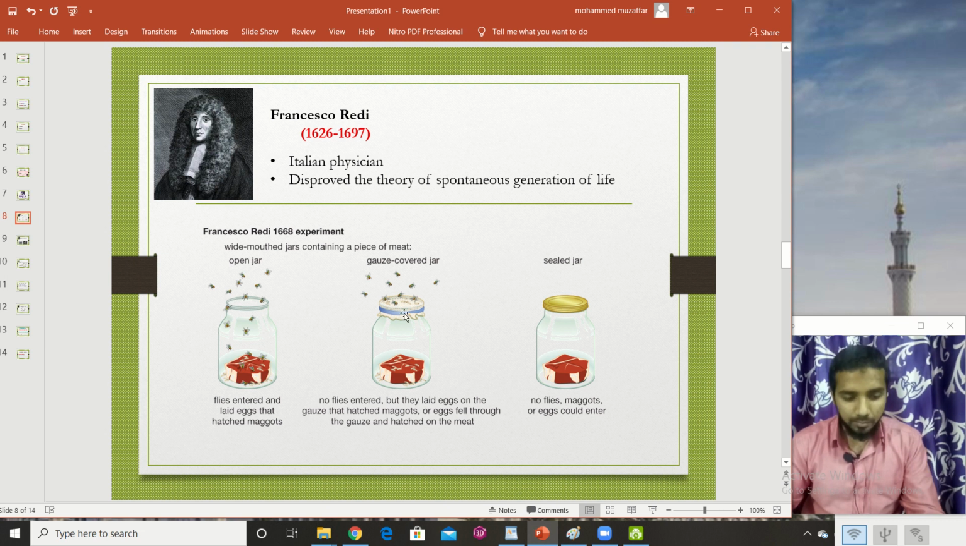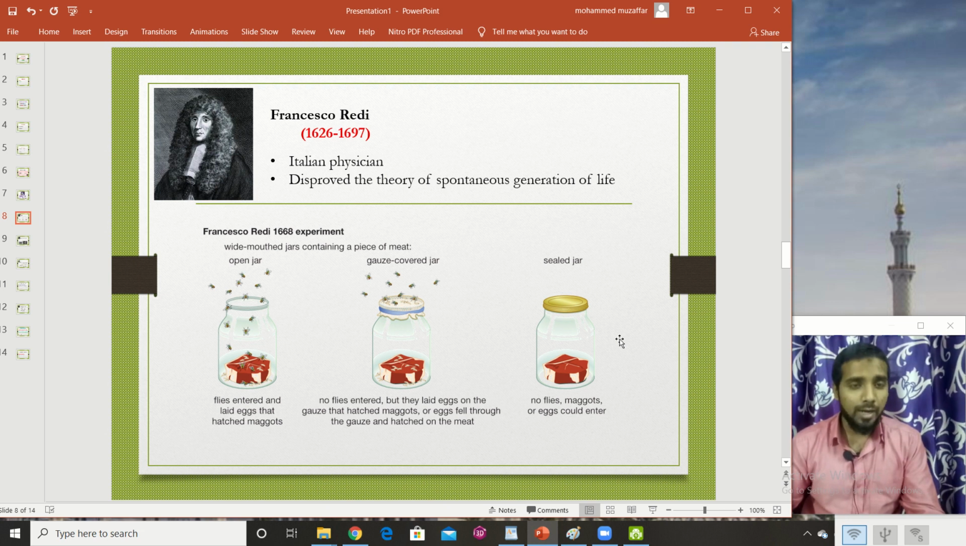In the covered case, the flies were sitting on the cloth and laying their eggs. Those eggs were falling on the meat. As a result, he was able to see only the larvae but not the flies inside the jar. In the sealed case, there was no chance for the fly to get in, nor any chance for the eggs to drop into it. Therefore, this meat was safe. By this experiment, he proved that the decay of an organism or of a nutrient medium is not by itself. It is because of the microorganisms present in the air.